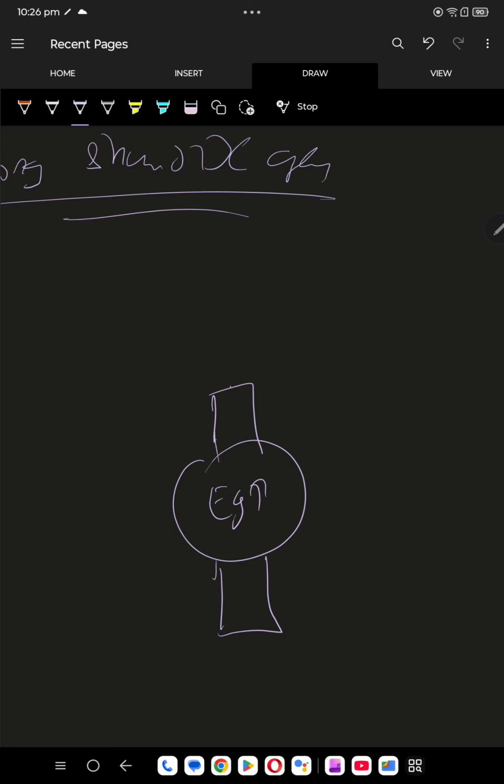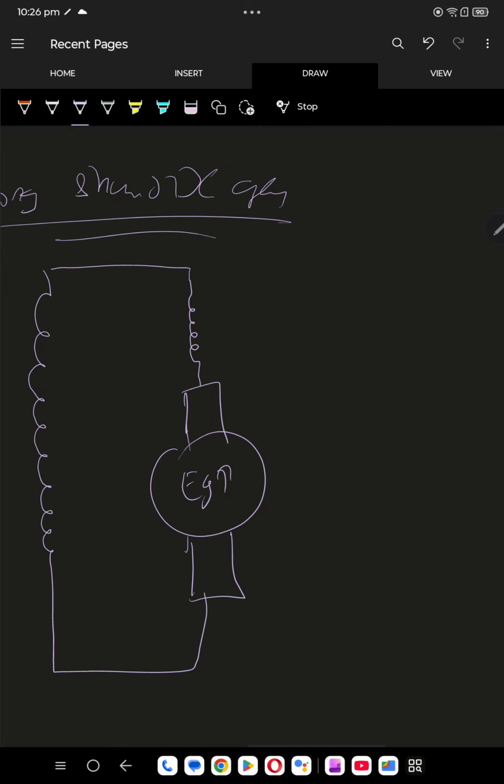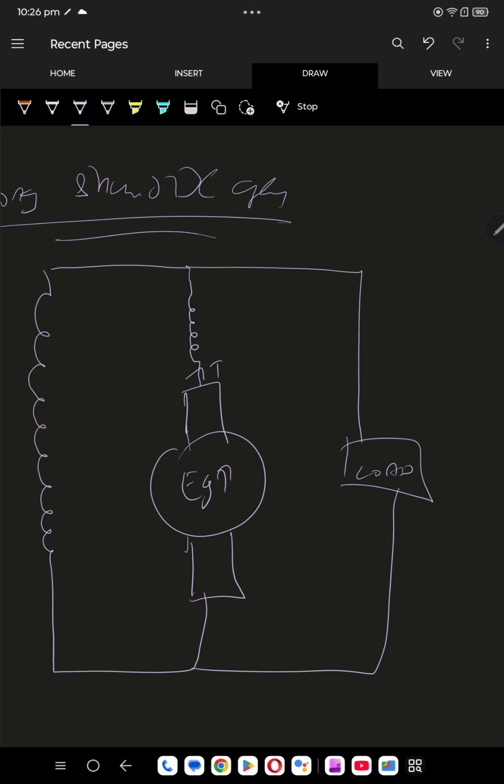Here it's a combination of series and parallel. So the series part is done here, and here is the parallel part. And this is as usual the load. So this becomes IA, this becomes ISC, this becomes ISH, this is as usual VT, and this becomes IL. RSH is also there and RSC is also there. So this is the series field coil and this is the shunt field coil.